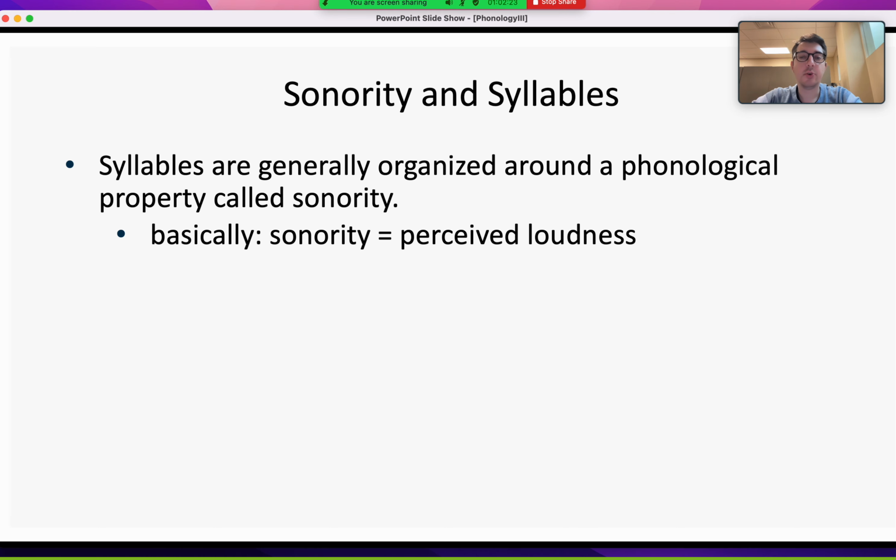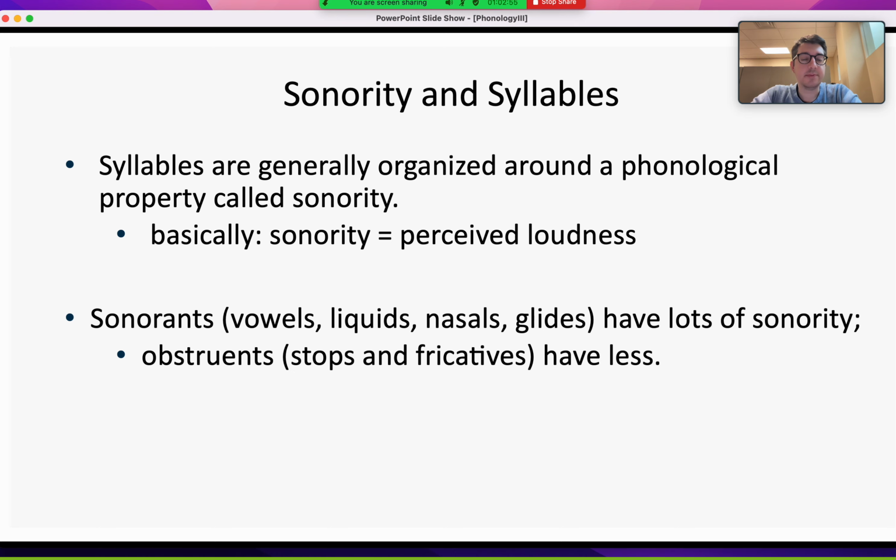Syllables are generally organized around a phonological property called sonority. So while you have intuition, we have a way to scientifically show how many syllables there are and what these are. So they are organized around sonority. Sonority or sonorous means loud, or perceived loudness.